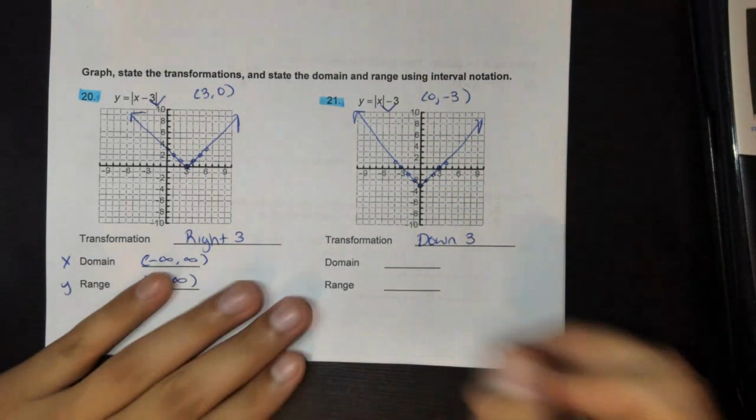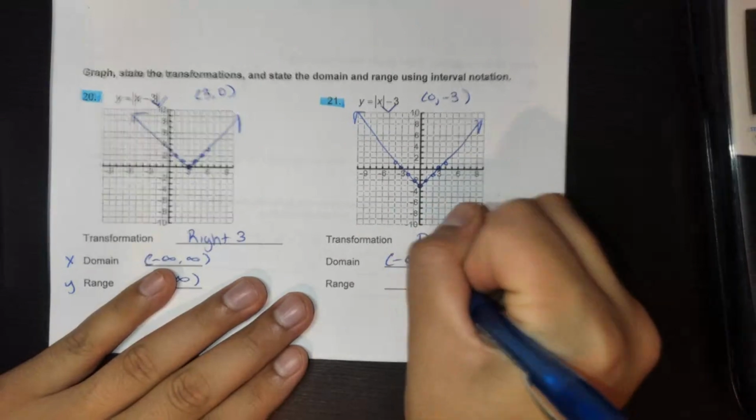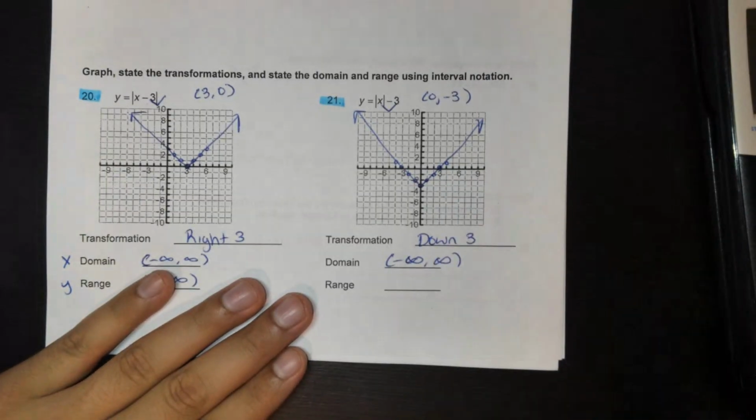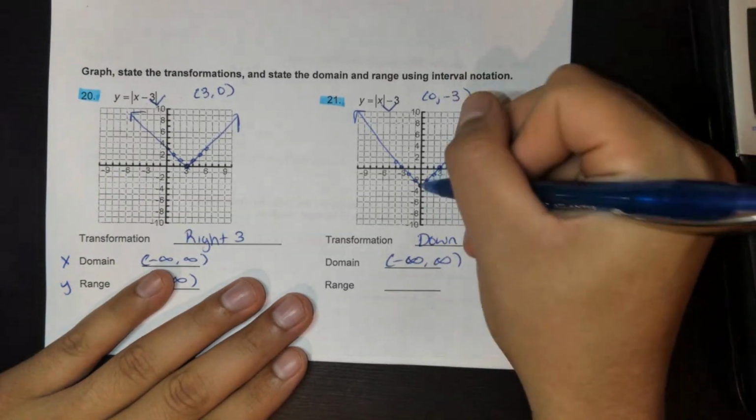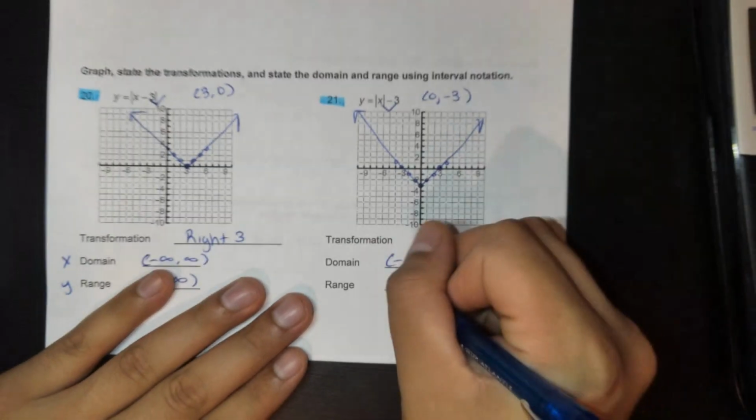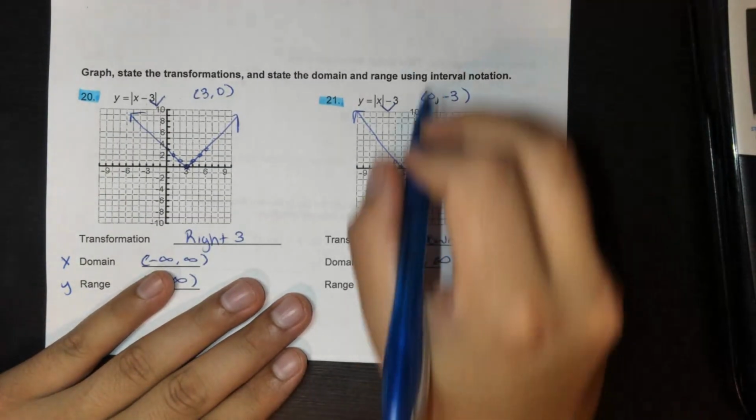Then domain, that would be negative infinity to infinity. And then for the range, we start at negative 3 for the y's, and then they keep going up to infinity.